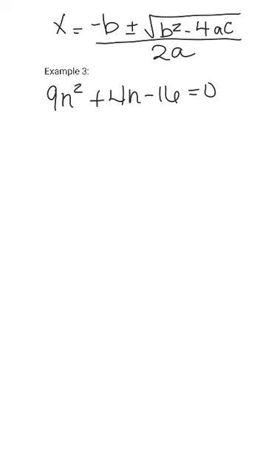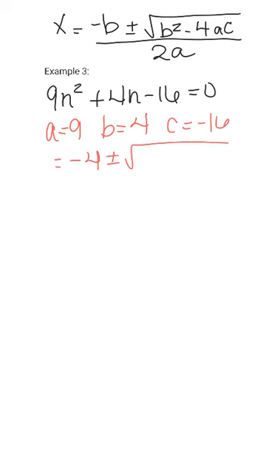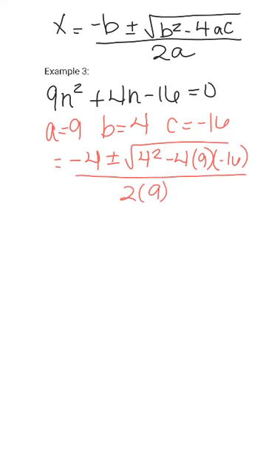Alright, example 3. Again, this is in descending order, so I'm going to start by identifying A to be 9, B to be positive 4, and C to be negative 16. And then plug them in. So n would equal negative b, so negative 4, plus or minus the square root of b squared, so 4 squared minus 4 times a, which is 9, times c, which is negative 16, all over 2a, which is 9.